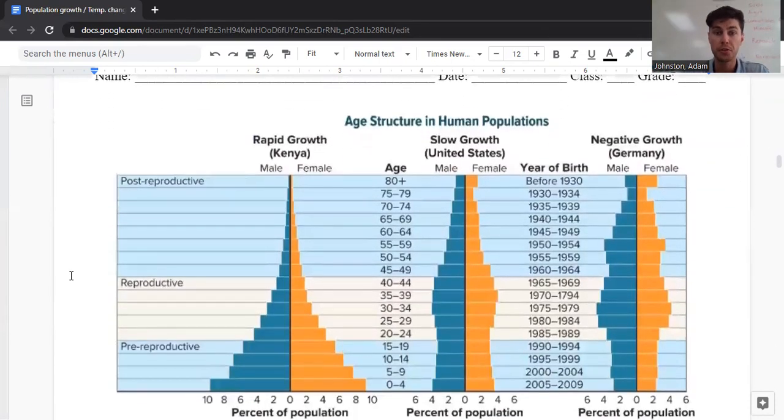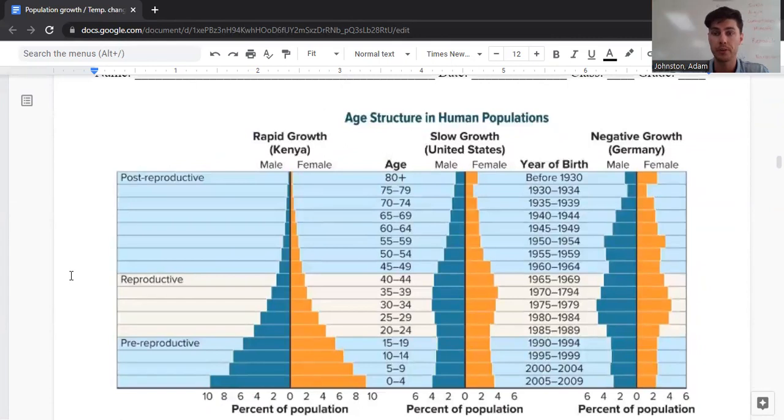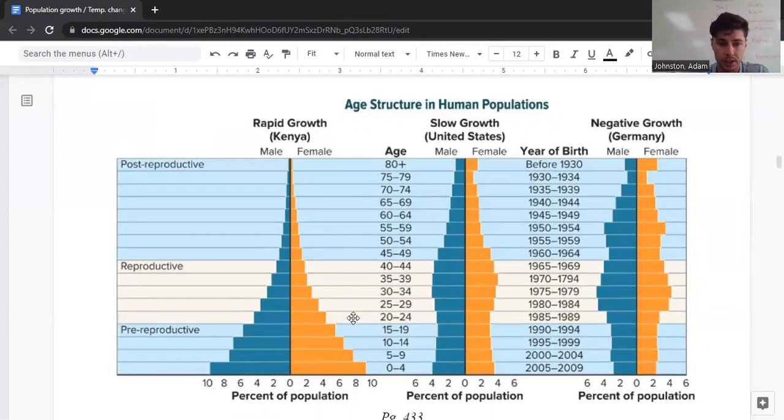As we continue to our third graph describing human population, we get more complex. Here we're measuring specifically age structure in 3 different countries. First, let's look at our countries. We're talking about an area with rapid population growth, Kenya, an area with slow population growth, the United States, and an area with negative growth, or in other words, an area where the population is shrinking. That's Germany. As we continue, there are lots of details here.